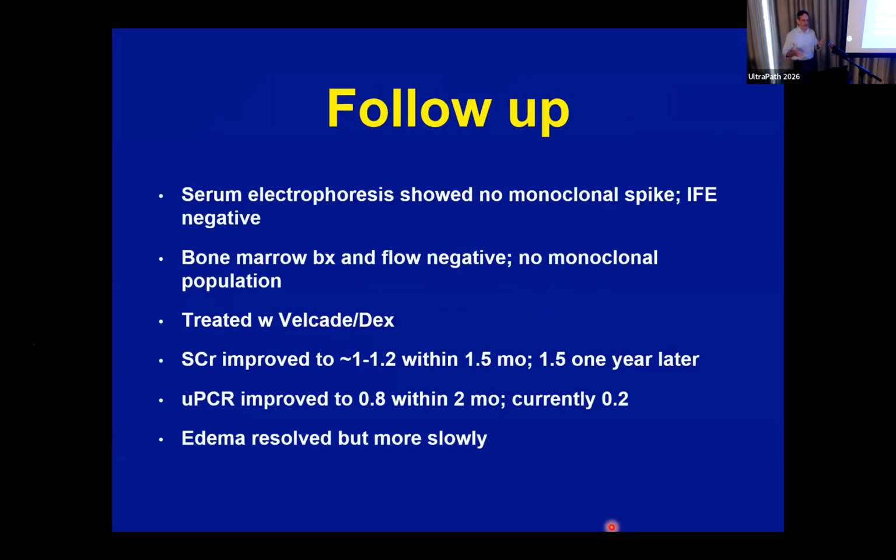Some follow-up on this patient. They did serum electrophoresis and immunofixation. Like we often see in these cases that I told you about, it was all negative. Bone marrow biopsy and flow were negative; no monoclonal population identified. However, because of the presentation, they decided to treat him with Velcade. His serum creatinine improved to 1 to 1.2 within a month and a half, and it's about 1.5 a little bit over a year later. His urine protein to creatinine ratio went down to 0.8 within a couple of months. It's currently 0.2, and his edema has essentially resolved.